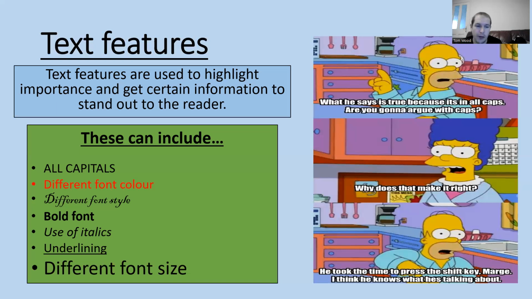So I'm sure you've seen all these before, but it's just noticing if these things have been used, why are they using them? It is always to make something stand out or to be a bit more interesting. So it's going to try and catch your attention there. So our first organizational feature then are our text features, and this is what they are.